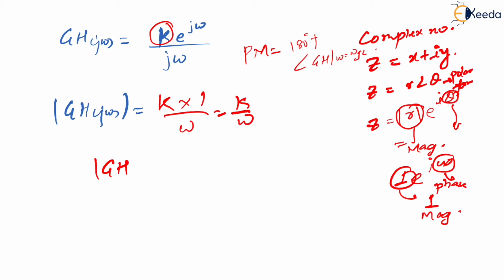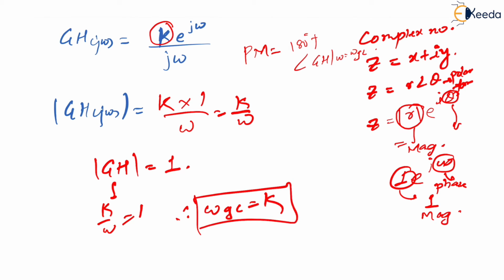Let us find omega GC now. Omega GC is the frequency at which the magnitude is equal to 1. The magnitude is k by omega equal to 1. That means you get omega GC to be equal to k. K by omega equal to 1, so omega becomes omega GC. Omega GC equal to 1 means omega GC equal to k. Got the point? So omega GC is equal to k. We have got that.